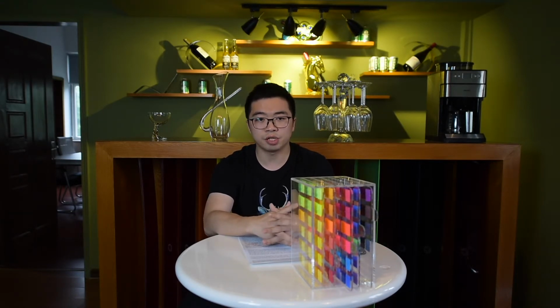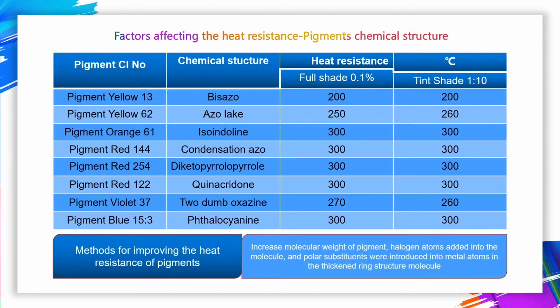Organic pigments, according to their chemical structure, can be divided into many types as shown in the figure. Different chemical structures of the pigments also have different heat resistance. The table below shows the heat resistance of different structure pigments in HDPE. Heat resistance of azo lake pigment yellow 62 is 250 degrees. DPP pigment red 254 is 300 degrees.